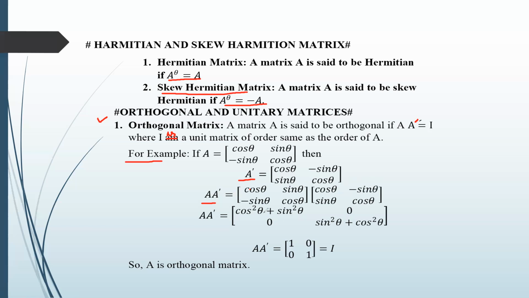This will again be 0, minus sin square theta. This is minus into minus, plus, so this will come sin square theta plus cos square theta. We know that this is 1, so 1 0 0 1. It means this is a unit matrix. So A is an orthogonal matrix. So is that clear? Okay.